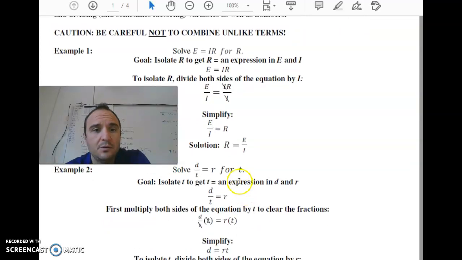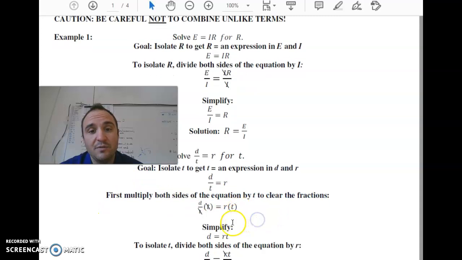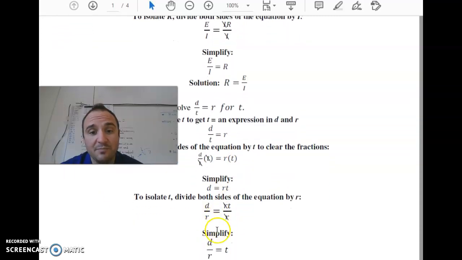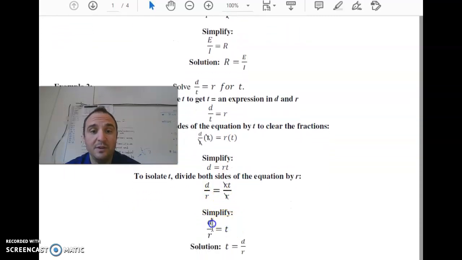you isolate t to get t equal to an expression. So you multiply both sides by t. You have t on the right side. Then you divide both sides by r, getting t equal to d over r.